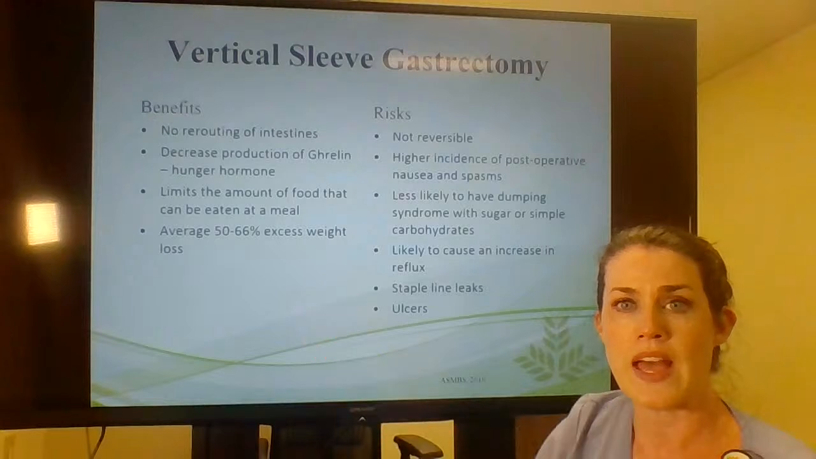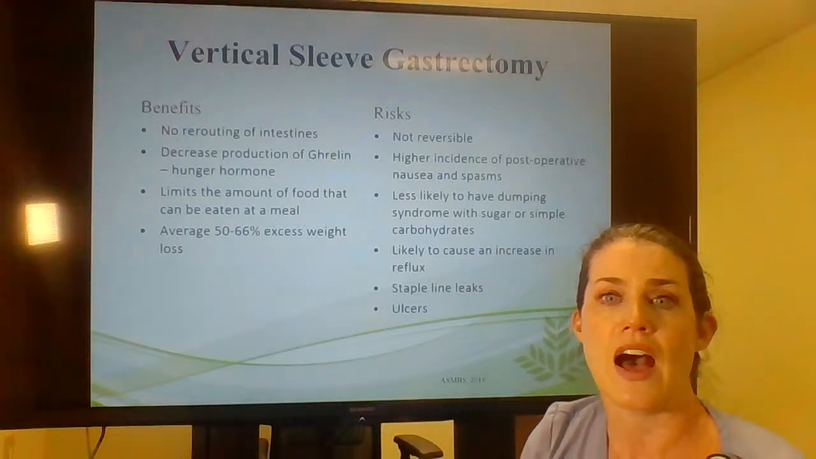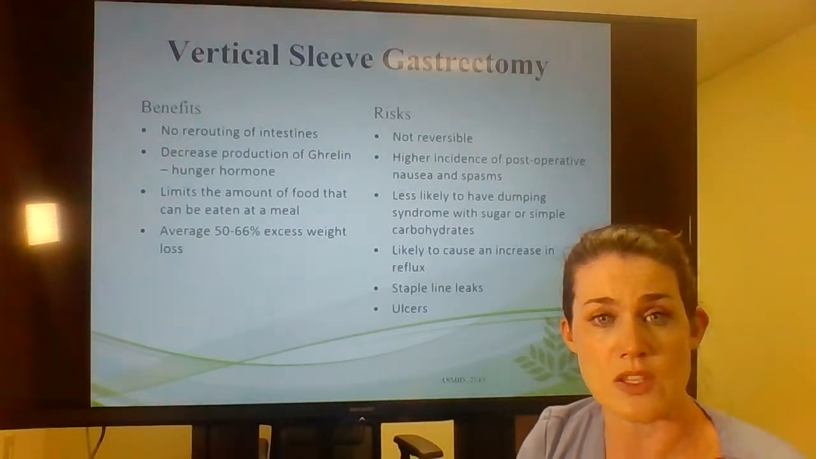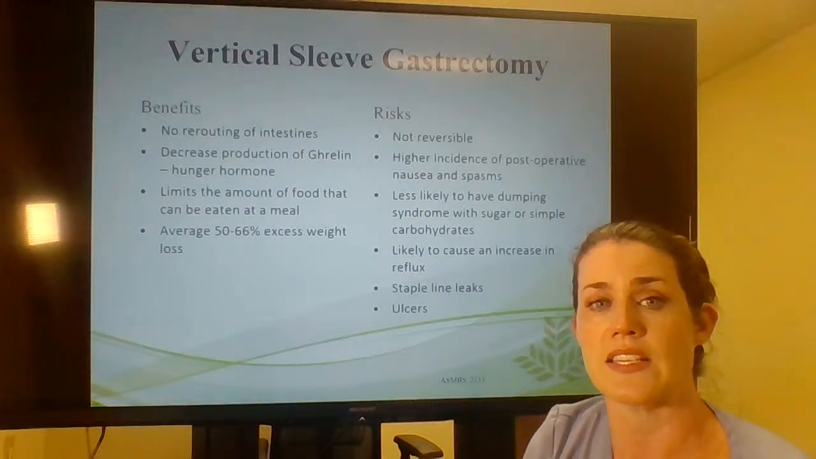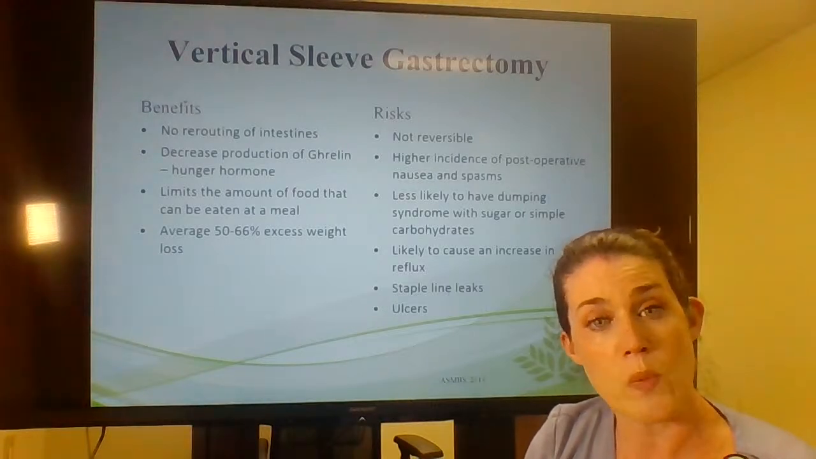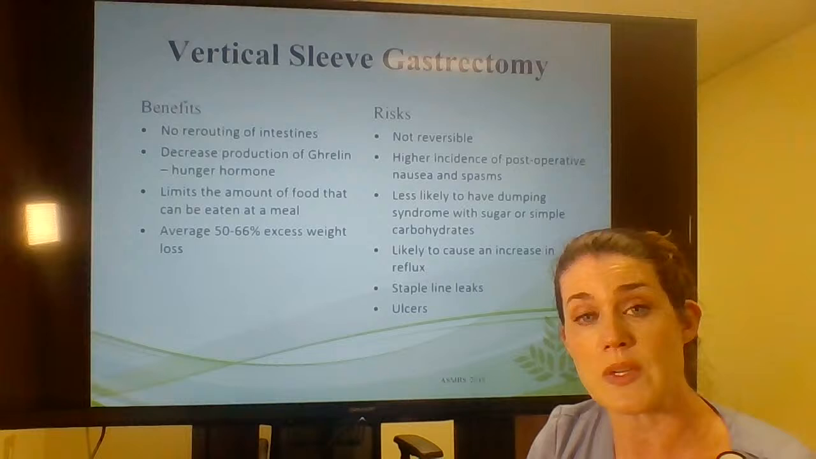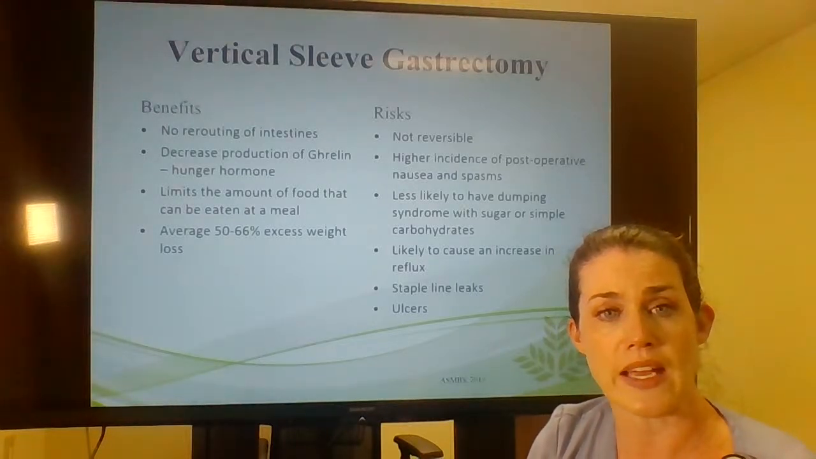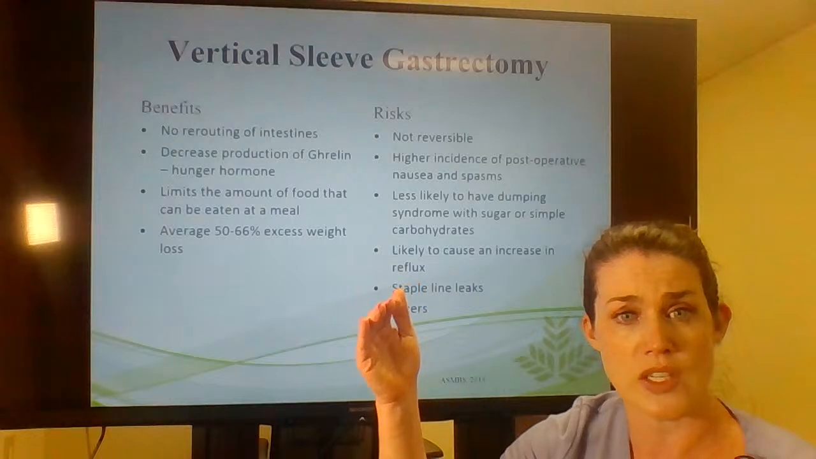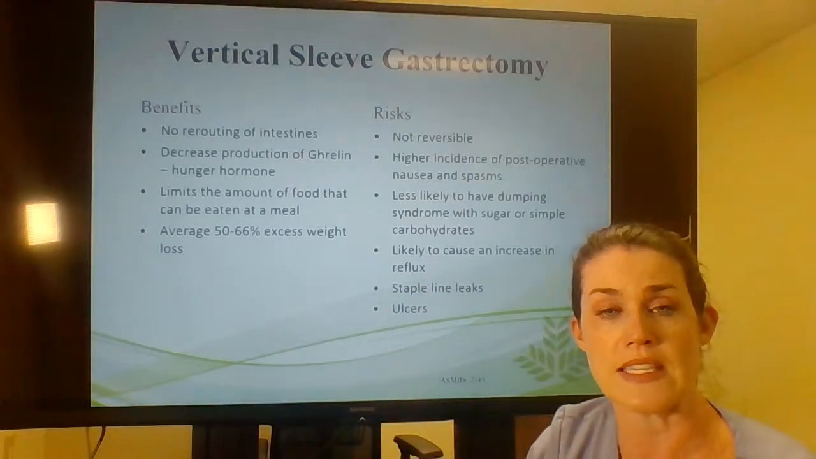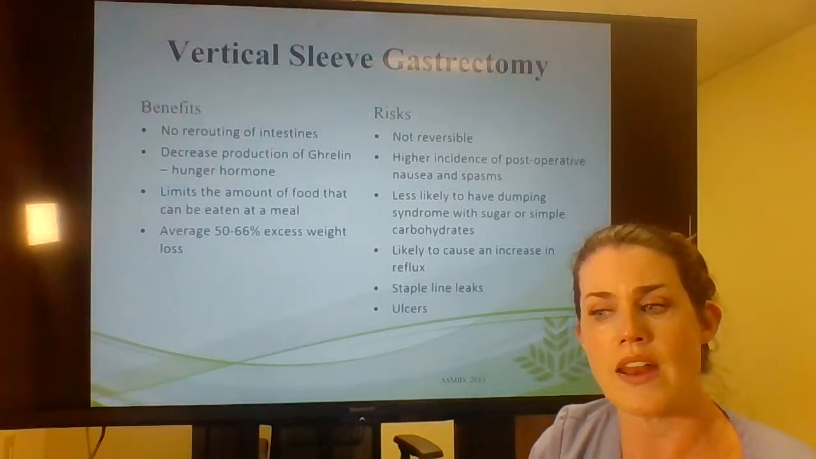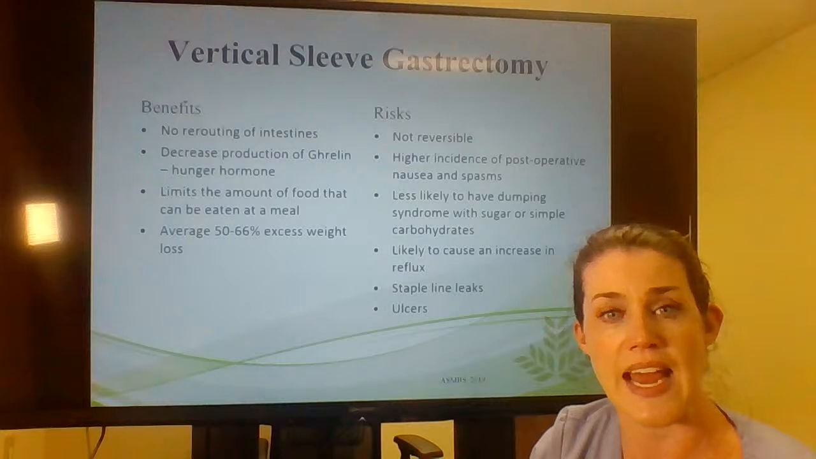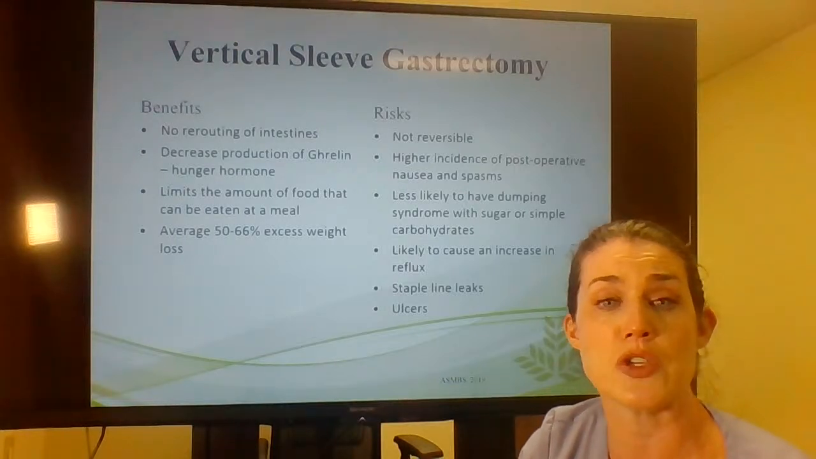Some things to know about the sleeve gastrectomy. There is no rerouting of the intestines. We simply decrease the size of the stomach, which, by the way, the sleeve gastrectomy came to be many years ago, when bariatric surgeons were looking at treating some higher BMI patients, some super morbidly obese patients, and they felt that they were not going to be able to sustain a longer procedure. They wouldn't be able to endure it.